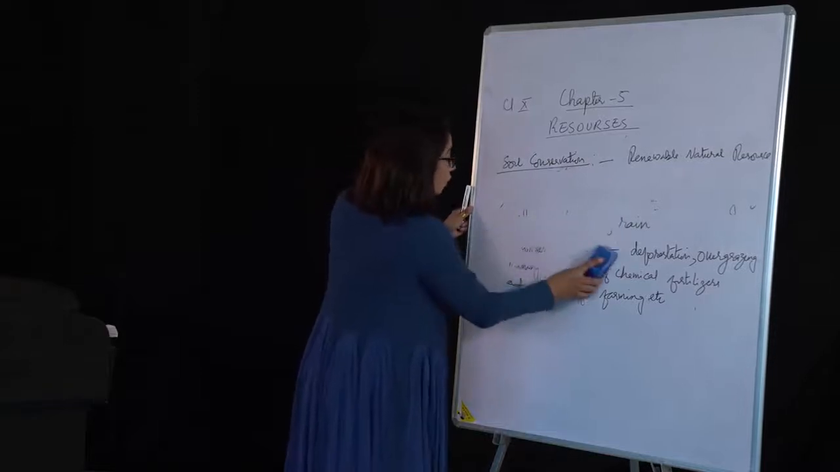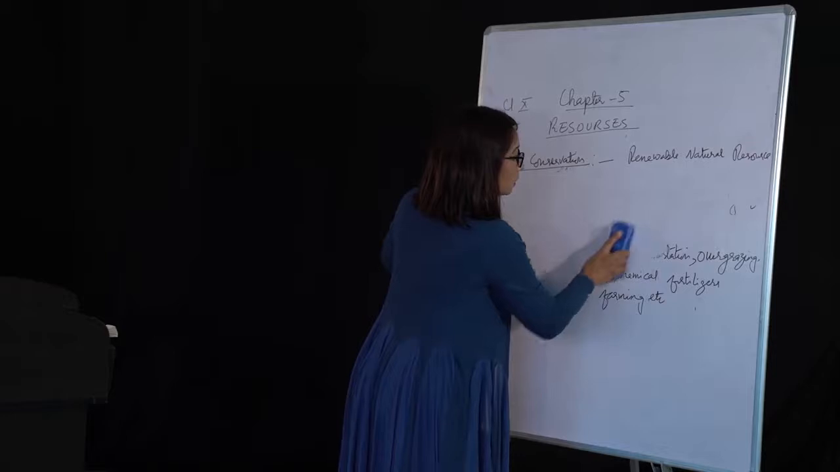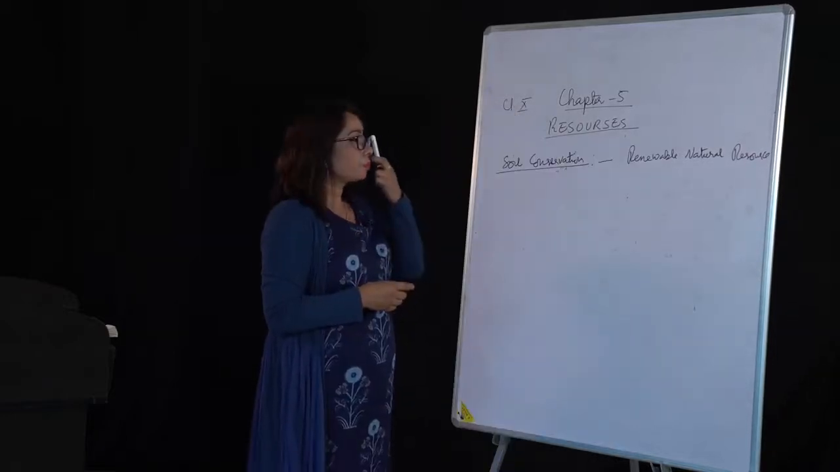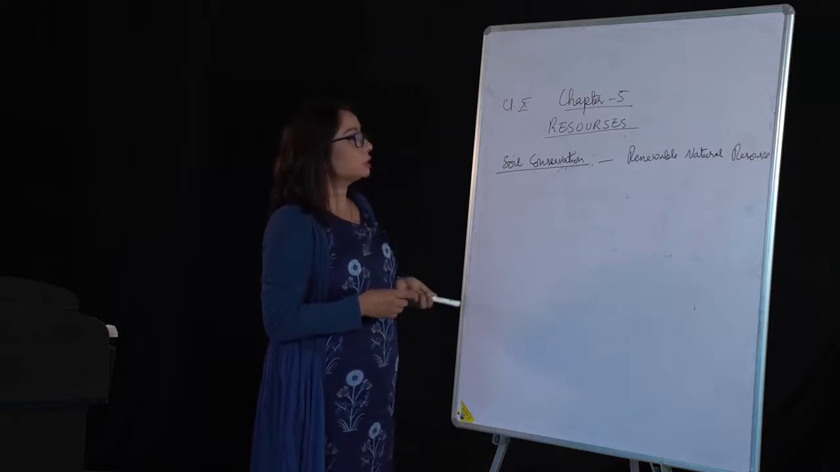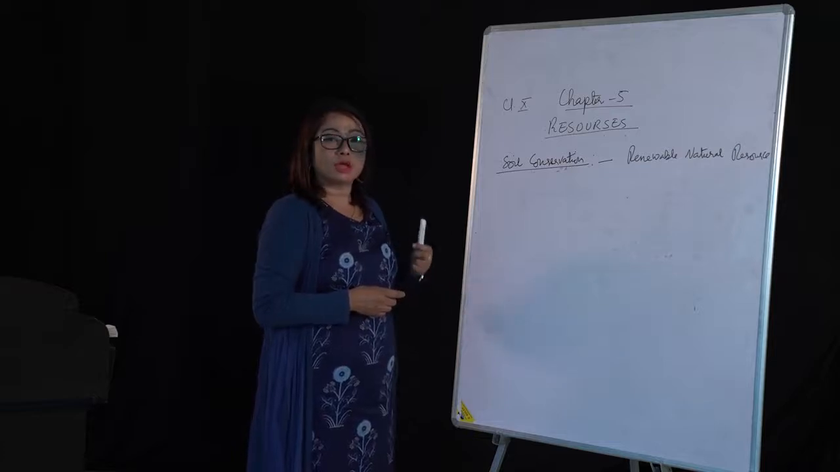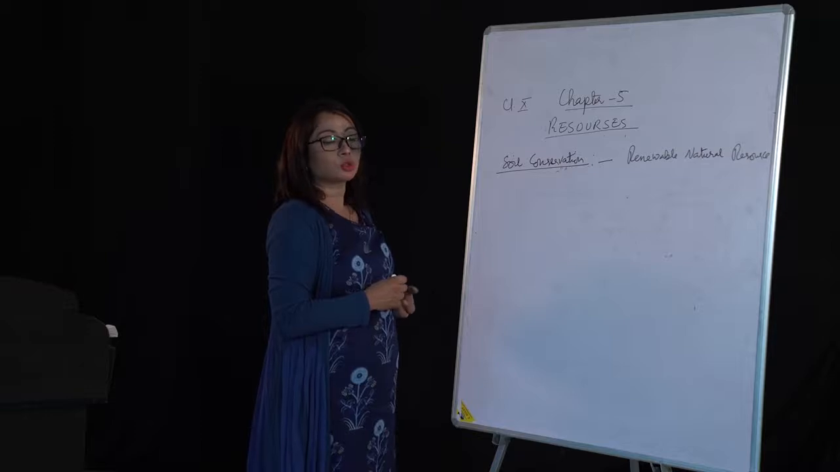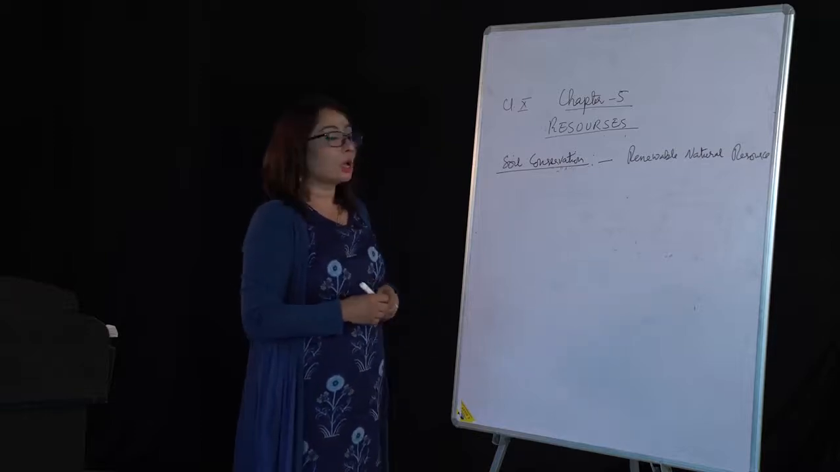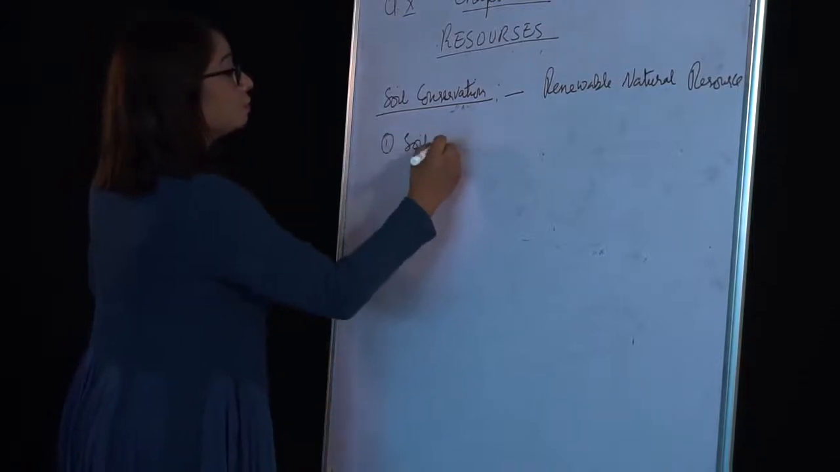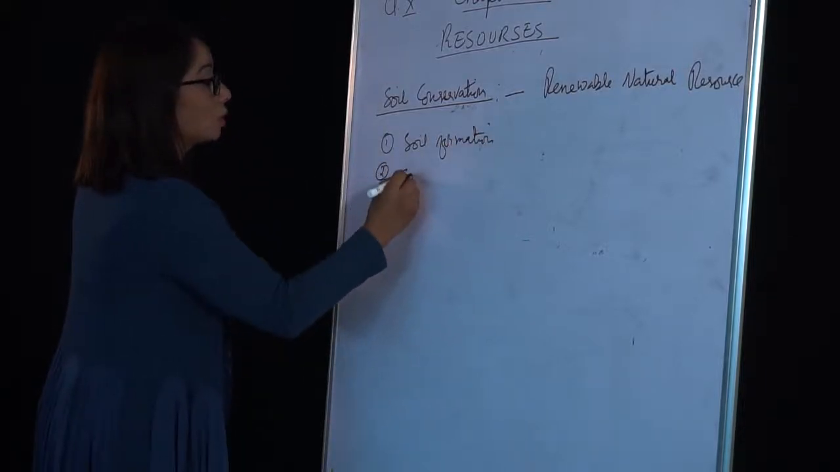Now, the two processes of soil conservation and soil erosion. Soil conservation is important because soil is a renewable natural resource which supports all forms of life on earth. It is a renewable natural resource, so soil conservation is necessary. Now, two things, okay. First, soil formation, and secondly, soil erosion.